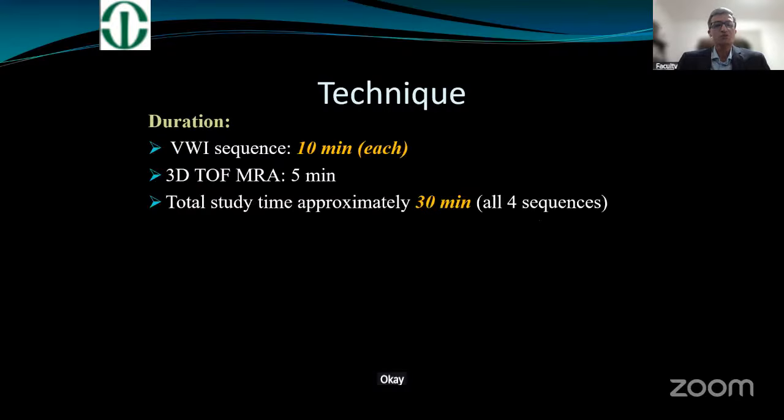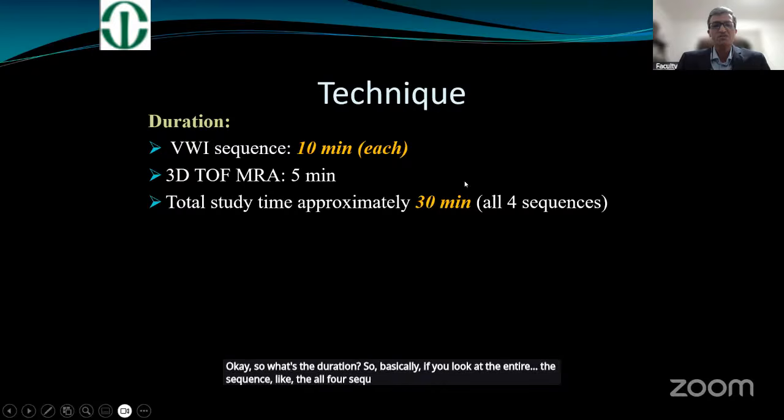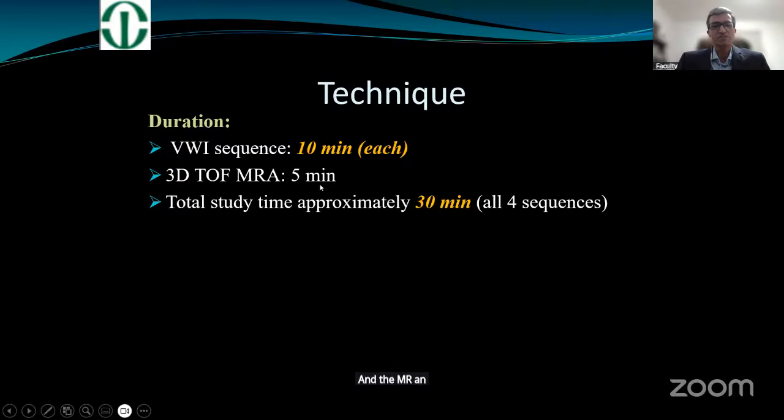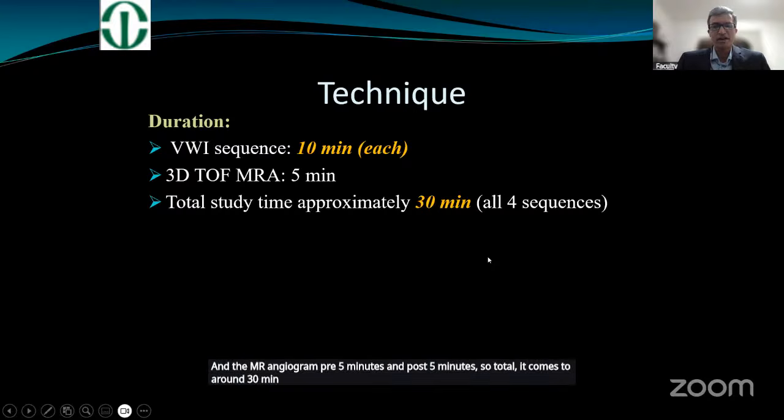Okay, so what's the duration? If you look at the entire sequence, all 4 sequences, it takes around 30 minutes. Each vessel wall imaging sequence, pre and post, is 10 minutes each, so a total of 20 minutes. And the MR angiogram pre is 5 minutes and post is 5 minutes, so the total comes to around 30 minutes. Which is not bad for this high resolution sequence.